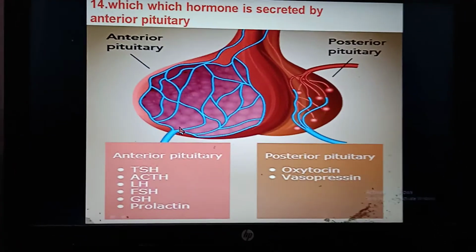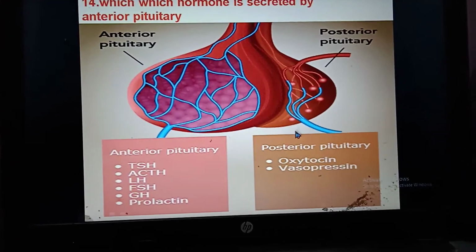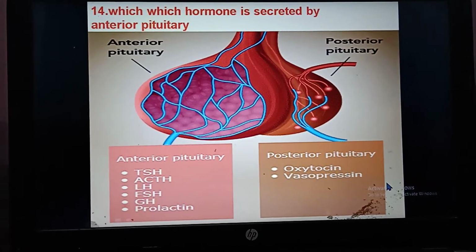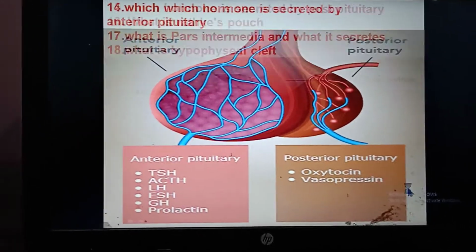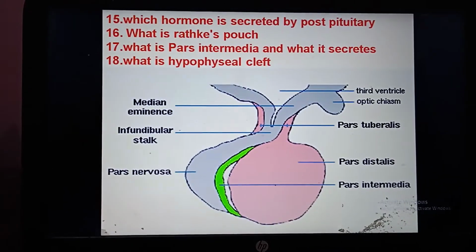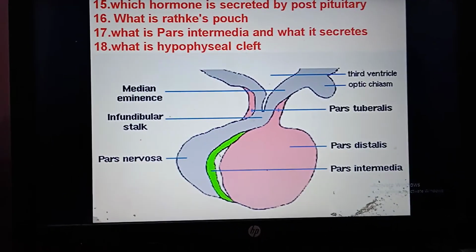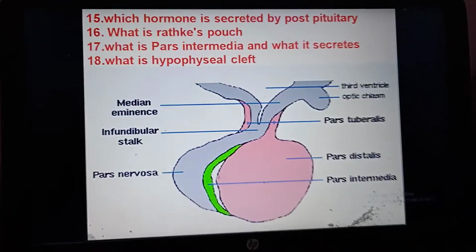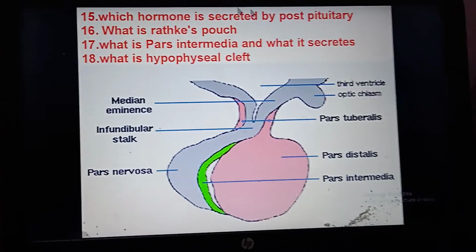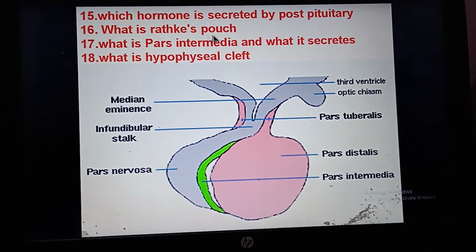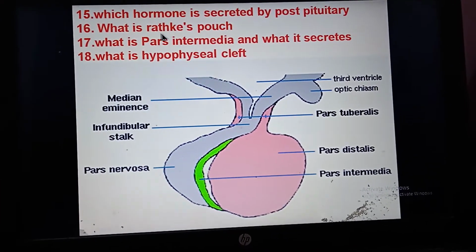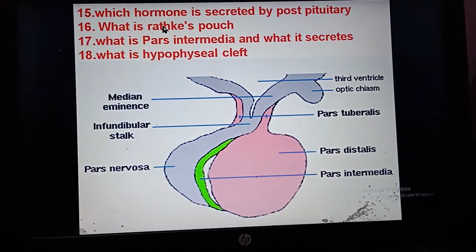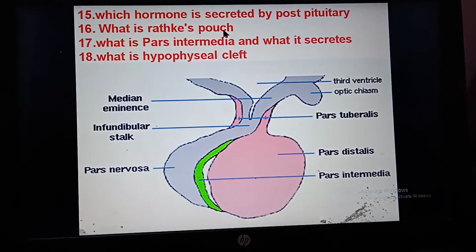Posterior pituitary secretes oxytocin and vasopressin. Now, which hormones are secreted by the posterior pituitary? It is oxytocin and vasopressin. Vasopressin's other name is antidiuretic hormone. Now, what is Rathke's pouch? It is nothing but the outpouching of the stomodeum, destined to make the anterior pituitary. Stomodeum is what? The primitive oral cavity.